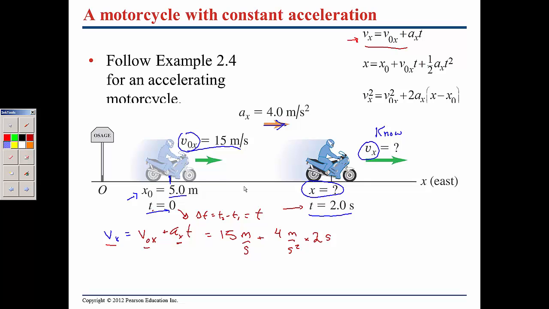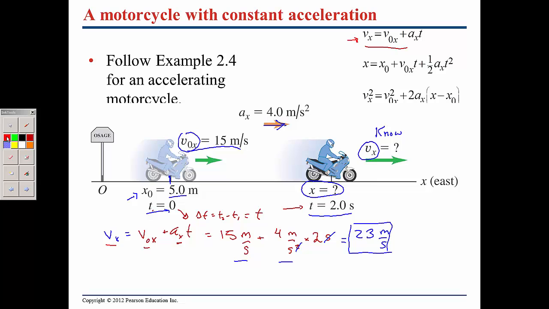And you can also see here that this second squared cancels out. So right here I have meters per second, right here I have meters per second. So I'm probably doing something right here. So you go ahead and you pack that into your calculator and you come up with 23 meters per second. And that's how you solve the first part of that.